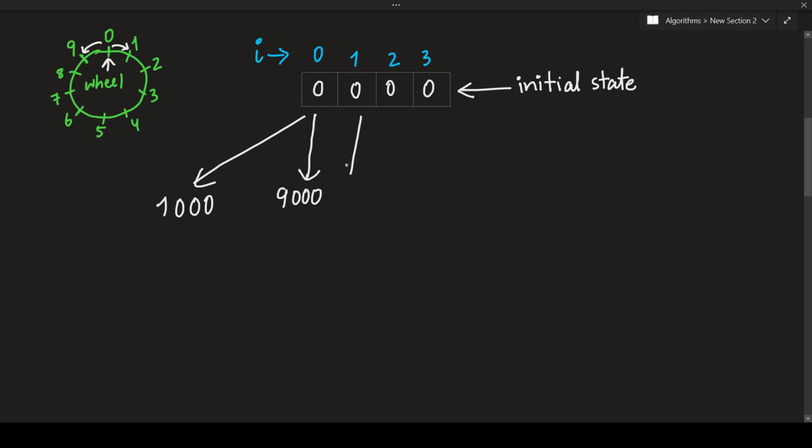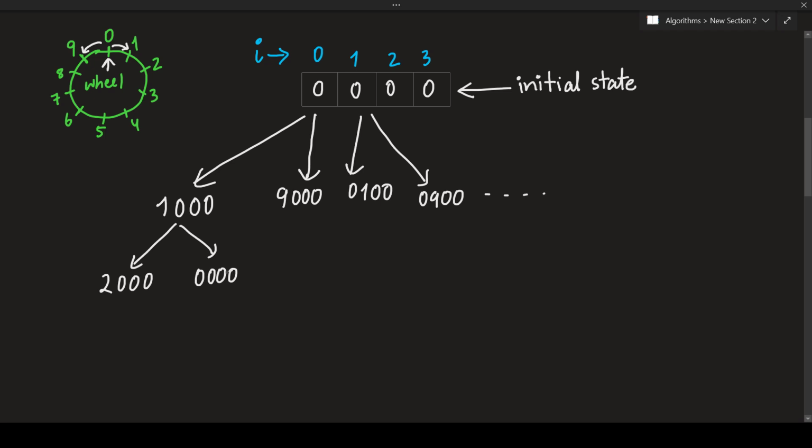Similarly, for the first wheel, if we increment by one slot, it will be 0 1 0 0, and if we decrement it by one slot, it will be 0 9 0 0. The rest will be the same, we can do it for the other 2 wheels. Now from here we can increment the 0th wheel by one slot, then our next state will be 2 0 0 0, and if we decrement our first wheel by one slot, our state will be 0 0 0 0.